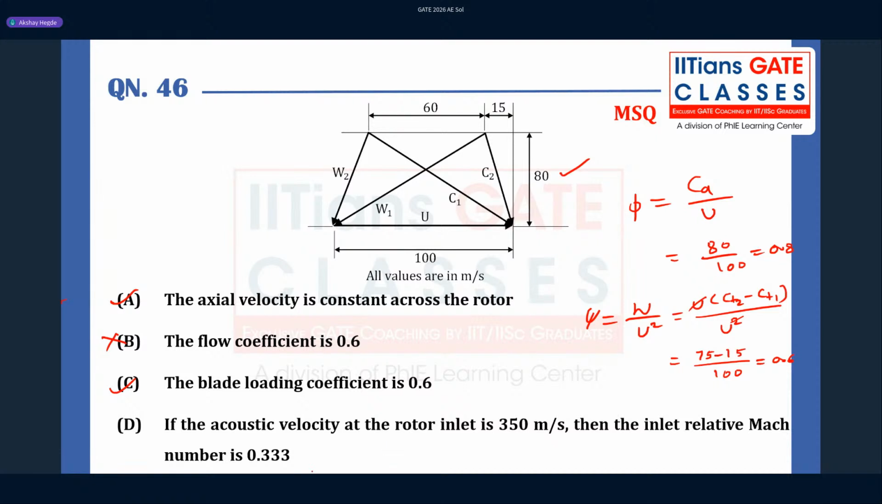These two statements. The last one: if the acoustic velocity at the rotor inlet is given to be 350 meter per second, then the inlet relative Mach number is. So for that, we have to calculate the relative Mach number at the inlet. That is defined as W1 divided by the speed of sound at the inlet, right? This is already given in the problem. First, we have to calculate W1. So how do you calculate W1?